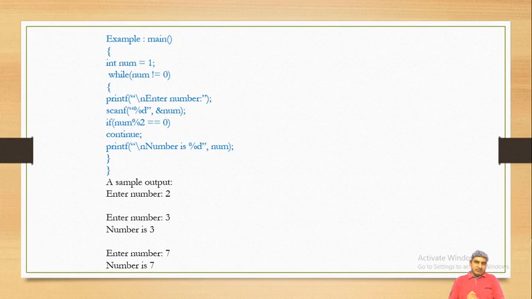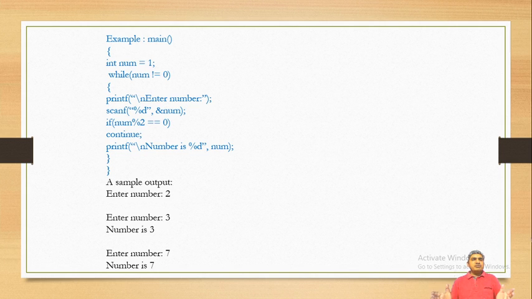Now this is one of the examples. First main, then integer number is equal to 1, while number is not equal to 0. If this condition is true, then the loop given below the while statement is executed. printf enter the number, scanf %d and &number. It indicates that number is an integer.